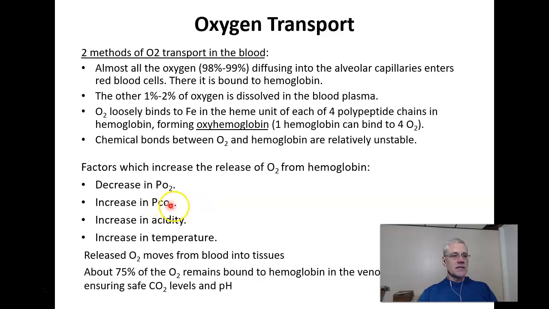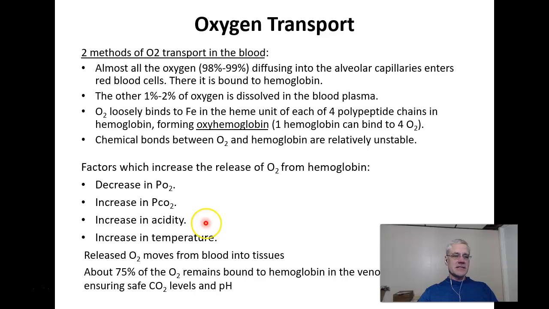Number two, an increase in partial pressure of carbon dioxide. Where are you going to get an increase in the concentration of carbon dioxide? In active tissues. When they're actively metabolizing, they're producing carbon dioxide. That means they're using the oxygen to go through the process of making ATP. They need more oxygen then.